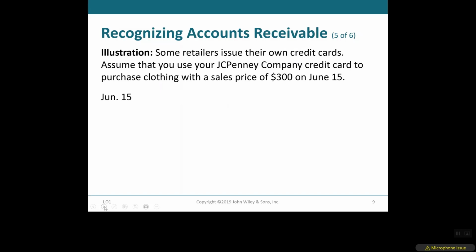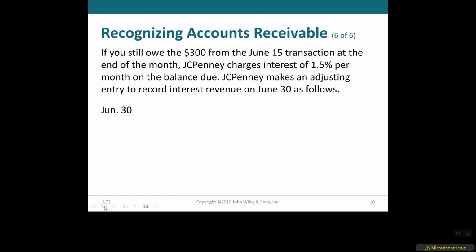All right, so some retailers issue their own credit cards. Like JCPenney, assume that you use your JCPenney credit card to purchase clothing with a sales price of 300 on June 15th. So on June 15th, accounts receivable is 300, sales revenue 300. Just the same way as with credit sales, the same way it goes with a credit card. If you still owe the amount from the June 15 transaction at the end of the month, JCPenney will usually charge you 1.5% per month on the balance due.